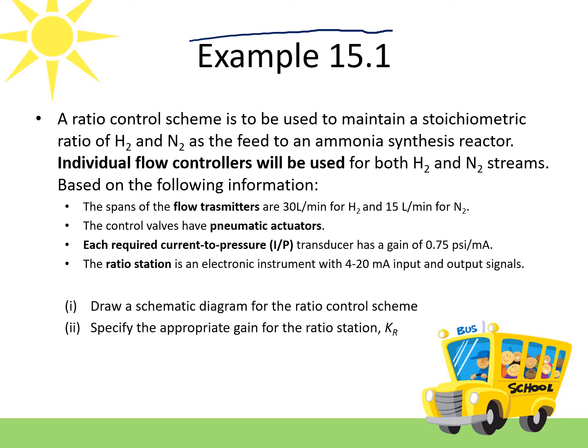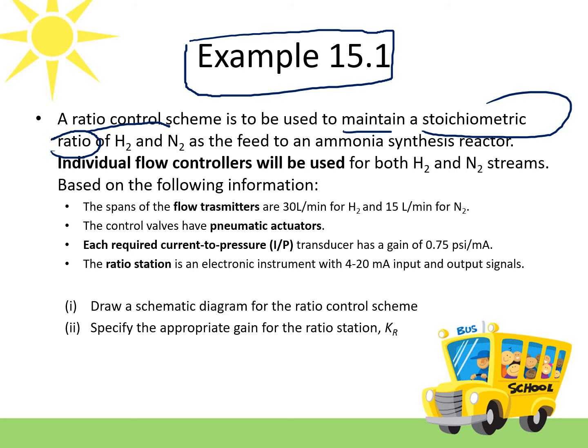For example 15.1, this example uses a ratio control scheme to maintain a stoichiometric ratio of two reactants, hydrogen and nitrogen, in an ammonia synthesis reactor. For this example, please try it by yourself. All the solutions are provided.